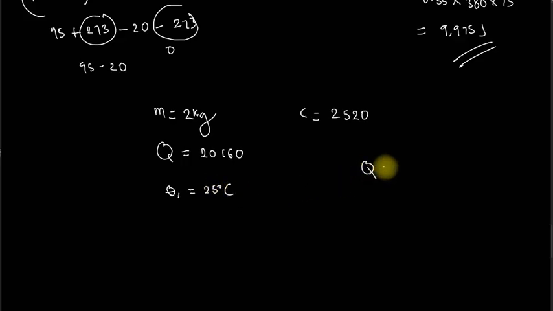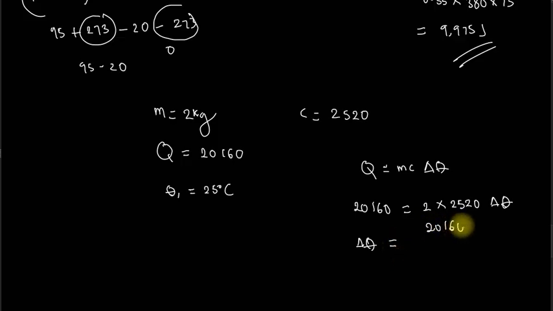So our formula states Q is equal to what? m c change in temperature. So Q is 20,160, and then m is 2 kg times c, which is 2,520, times change in temperature. So we can calculate change in temperature now. Change in temperature is equal to 20,160 all over 2 times 2,520. I'll just press my calculator for this, so we don't waste time.